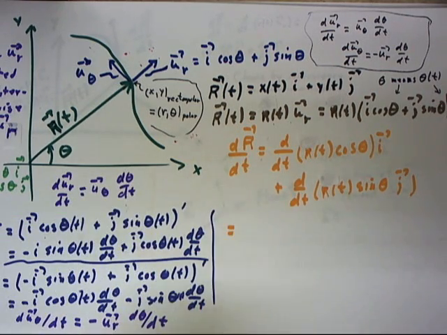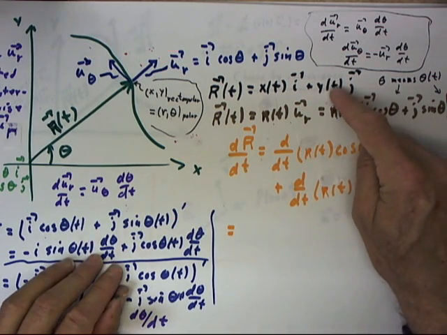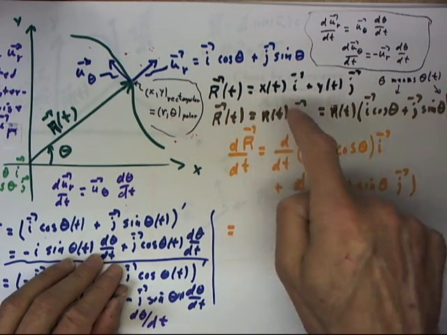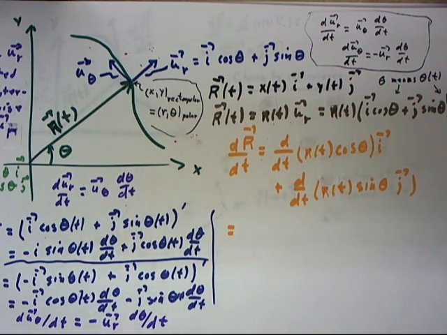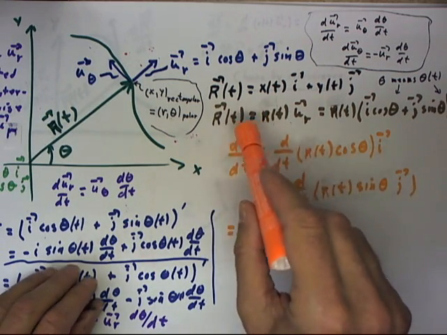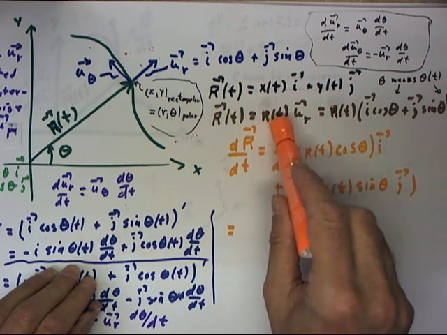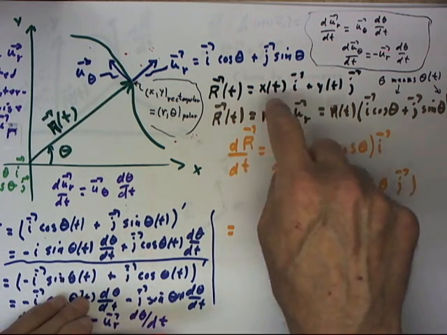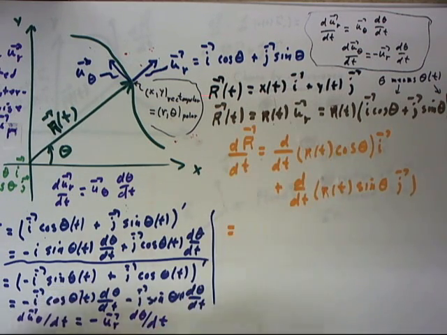Now, our r of t vector can be expressed in terms of a right-handed xy coordinate system as x of t i plus y of t j. Alternatively, we could write the vector r of t as a scalar function r of t. This is just a number. It's no longer a vector. Remember, I accidentally put arrows over these, eliminating those.